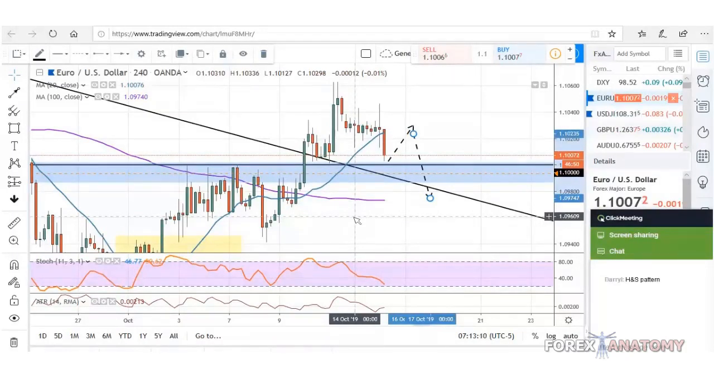What particular classical pattern do you see? It's a reversal pattern. Okay, yeah, Daryl chimed in. He said a head and shoulders pattern, and that's exactly what you would see.